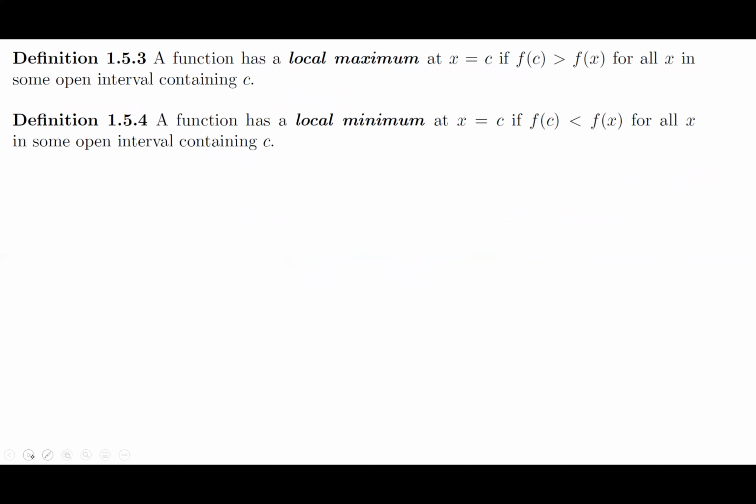Now, local maximum and local minimum are also known as local extrema. A local maximum says that we have a local maximum at a value c, x equals c, if f(c) is larger than f(x) for all x in some open interval containing c. Local minimum: f(c) is less than f(x) for all x in some open interval containing c. What?